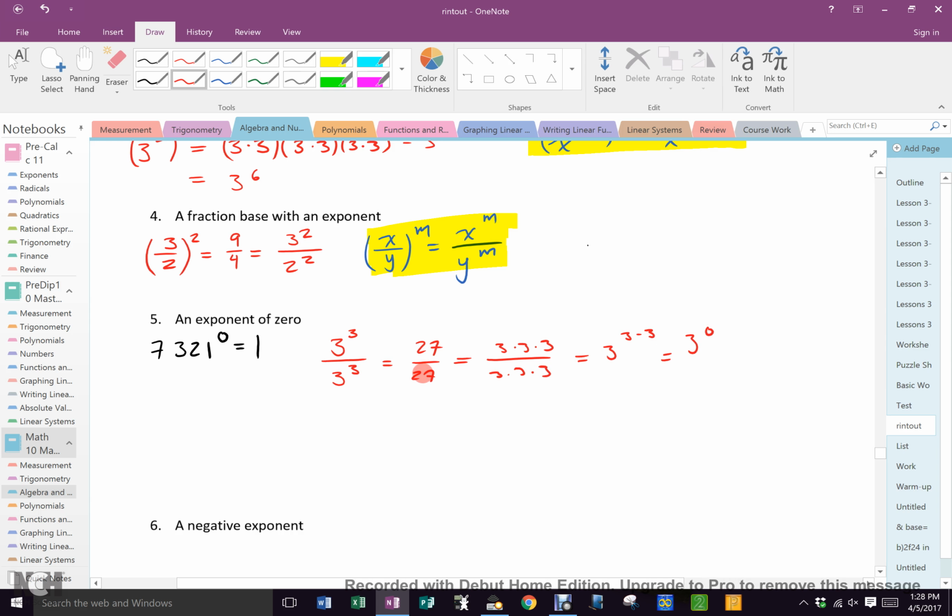What's 27 divided by 27? 1. What's 3 over 3? 1. What's 1 times 1 times 1? 1. What's 3 to the 3 minus 3? 3 to the 0. If all of these are equal, then 3 to the 0 must equal 1.